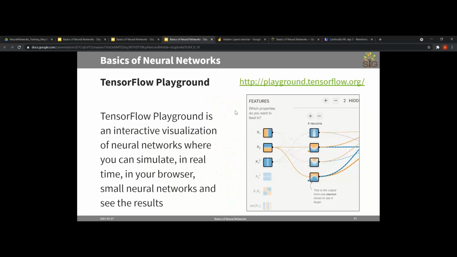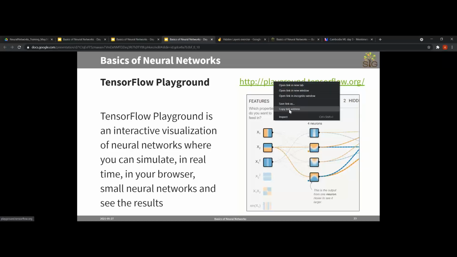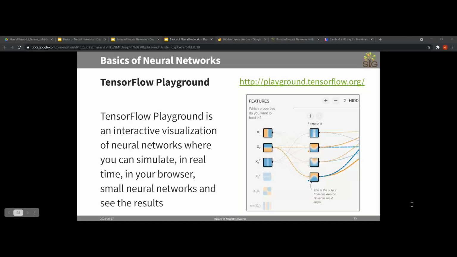Okay, so now we have something more fun. We're gonna play with TensorFlow Playground. So no more drawing. TensorFlow Playground is an interactive visualization of neural networks, where you can simulate in real time in your browser small neural networks and see the results. So you're basically building a little brain, right? You're gonna build a little brain. I'm posting the link to the chat.